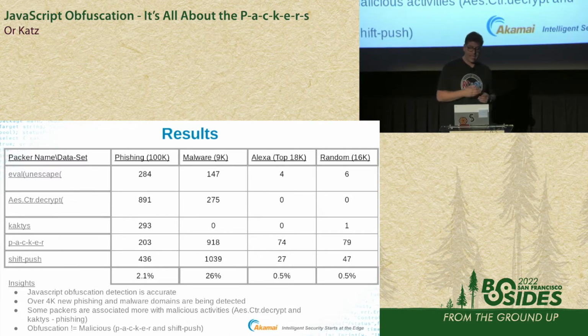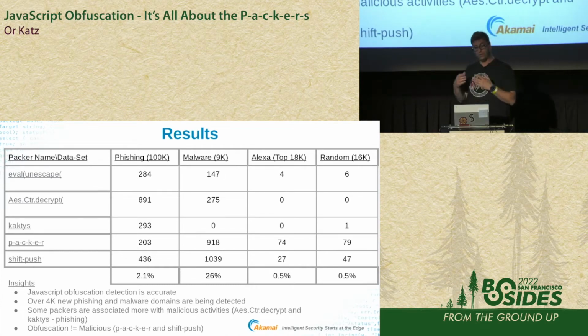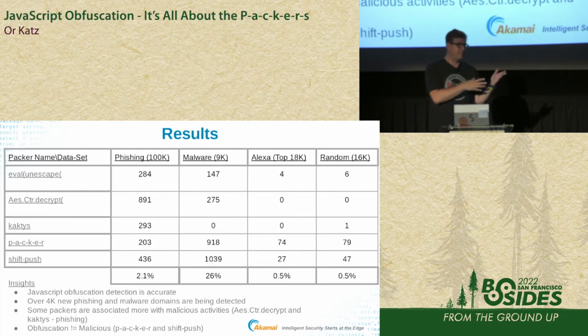We were able to see that some of those packers are mostly associated with malicious activity. For example, the AES CTR decrypt packer that in most cases is being used for phishing websites, and we didn't see any true detection of that given packer being used on a benign website. Therefore, that can lead us to a decision-making approach: if we see some pages being obfuscated with that given packer, most likely those pages are malicious.